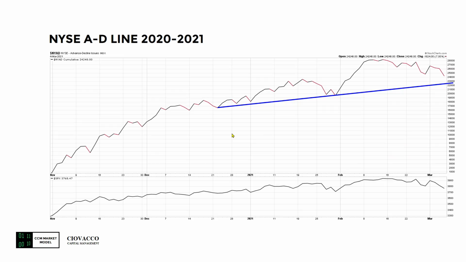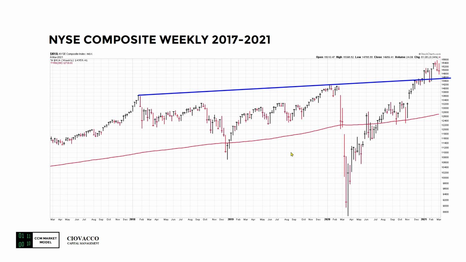NYSE advanced decline line. We've covered this topic in the past. I believe we did it near the October lows. Our concerns would increase if the advanced decline line broke this trend line. Wouldn't be the end of the world, but at a minimum, we should try to be patient as long as this trend line is intact as it was as of Thursday's close.